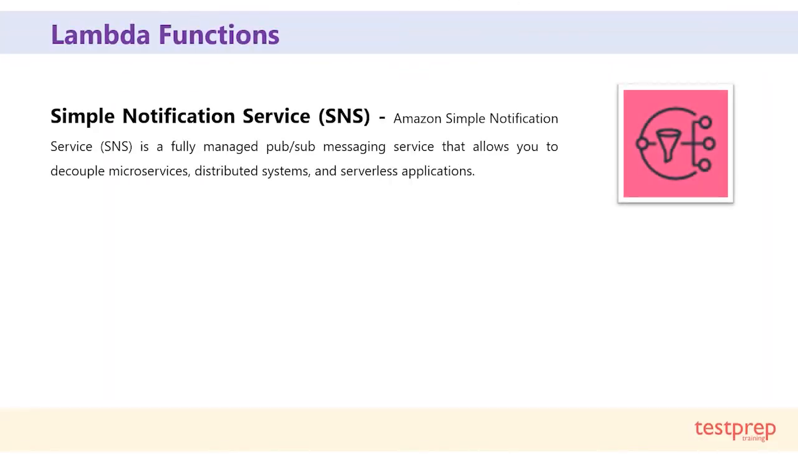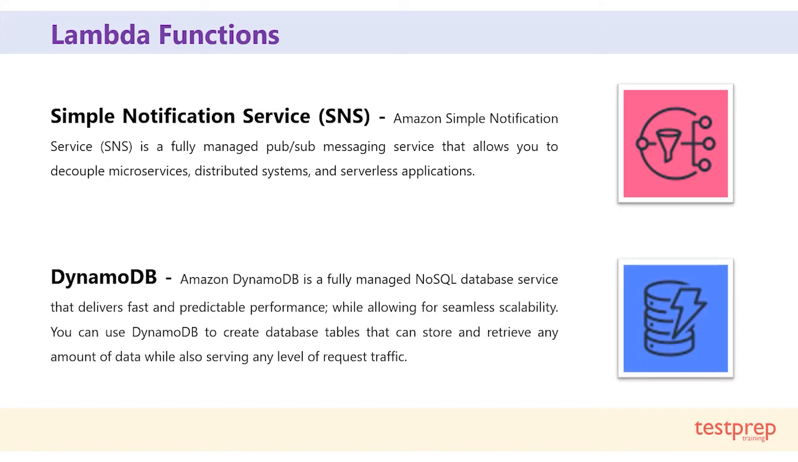Next is Simple Notification Service. Amazon Simple Notification Service is a fully managed pub/sub messaging service that allows you to decouple microservices, distributed systems, and serverless applications.